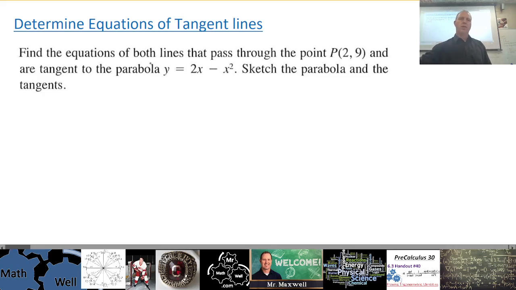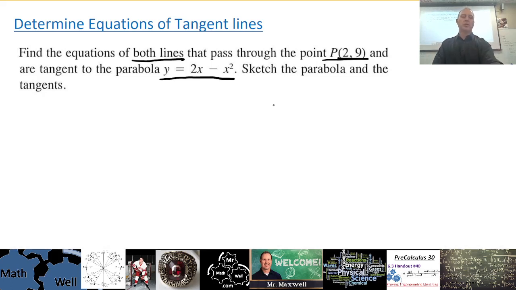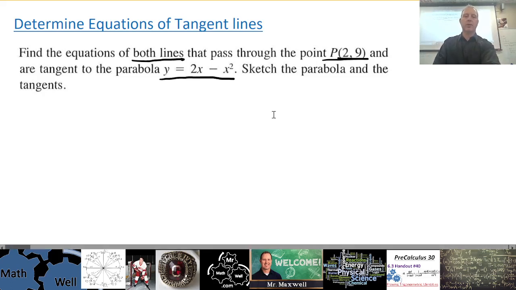Okay? So find the equations of. Now this one's a bit tricky because there are 2 possible solutions. There are 2 lines that pass through this point, given here, and are tangent to the parabola. So we're going to sketch the parabola and the tangents. So this one is a bit more of a complex question because there are 2 lines that we have to find. So go ahead and just jot that down.